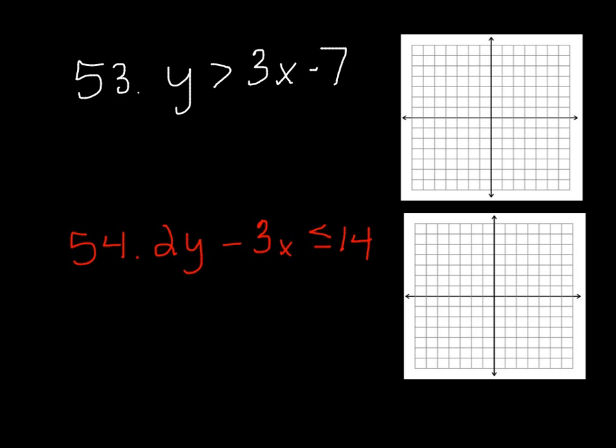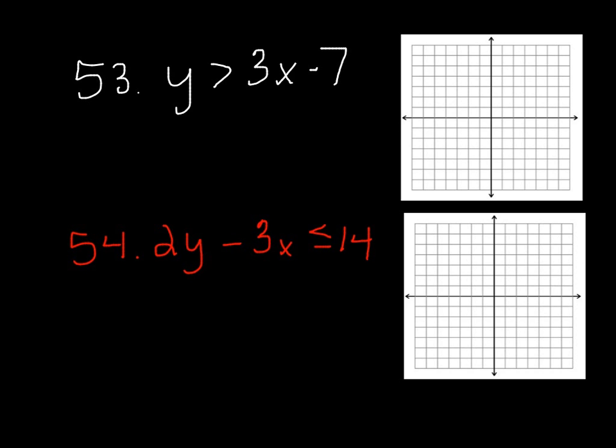So anyway, here are the last 5 problems on the test, starting with number 53. The first thing you need to look at when you're doing these inequalities is whether it is in slope-intercept form. Y is greater than 3x minus 7 is in slope-intercept form, so you don't have to do anything to it.